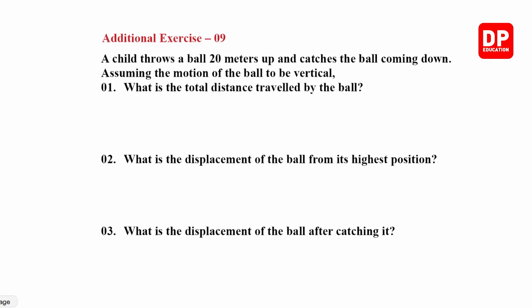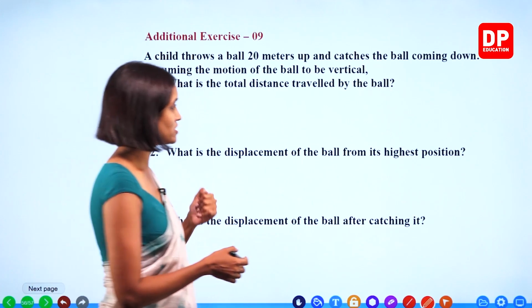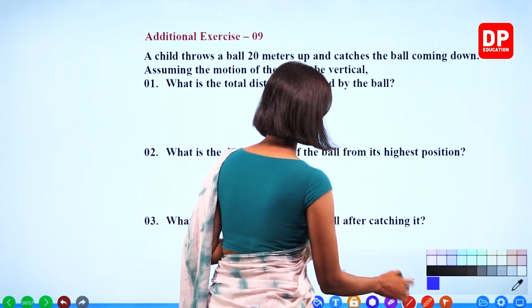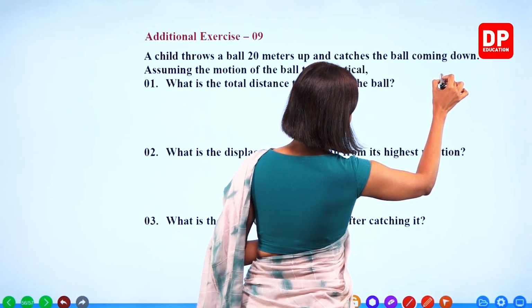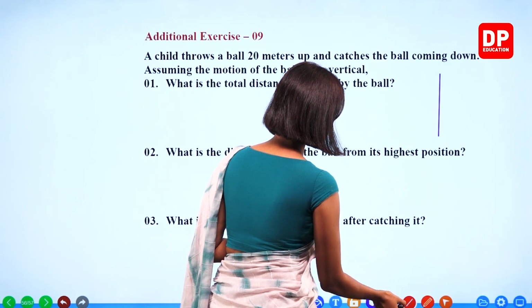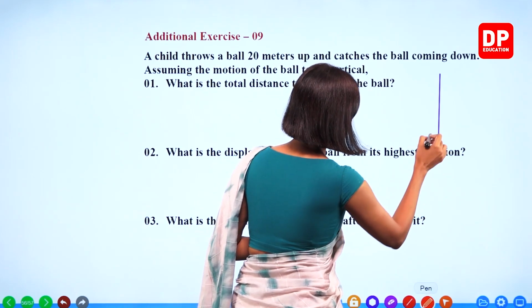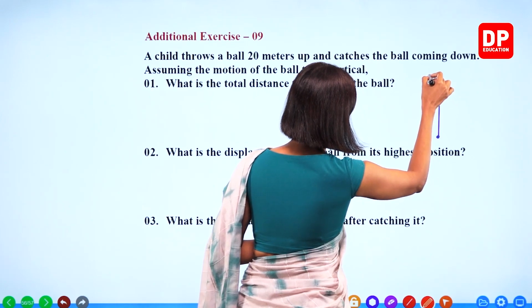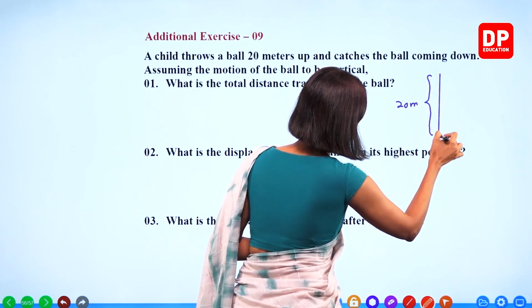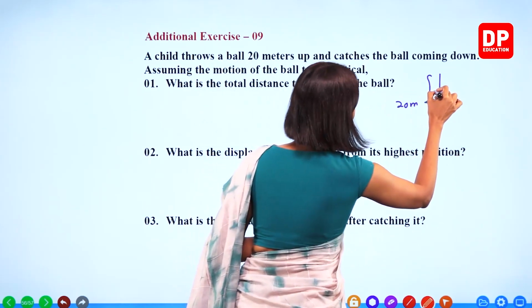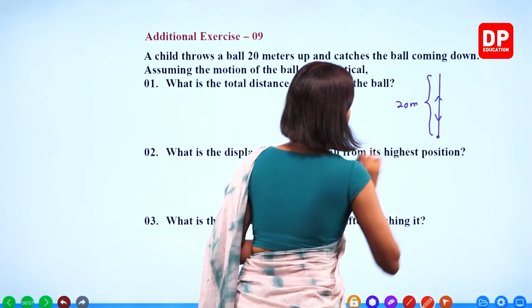Right. Exercise number 9. A child throws a ball 20 meters up and catches the ball coming down. Right? Assuming the motion of the ball to be vertical. Vertical movement. We will simply draw a diagram to show this one. The ball moves up 20 meters. We'll consider this is the start. The ball moves up. This should be 20 meters. And it comes down through the same path. It goes up and then it comes down.